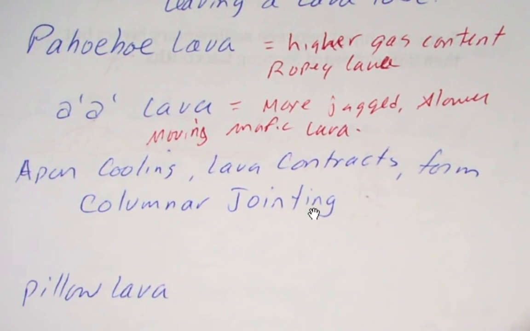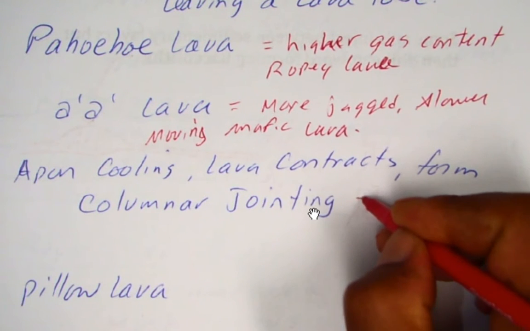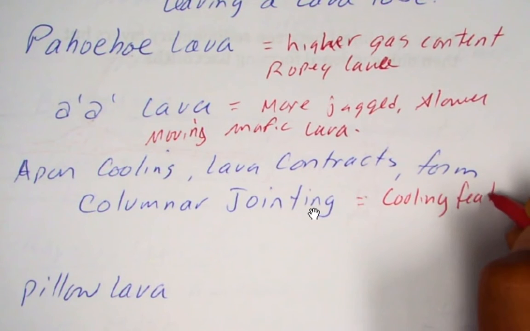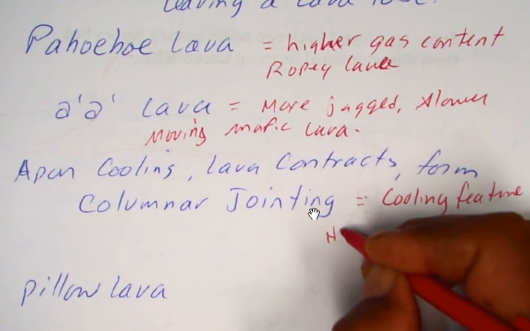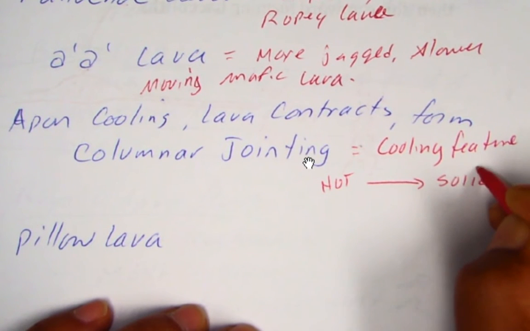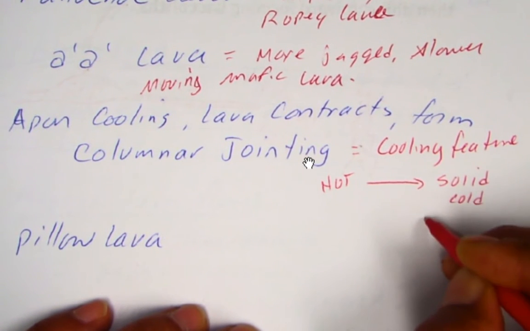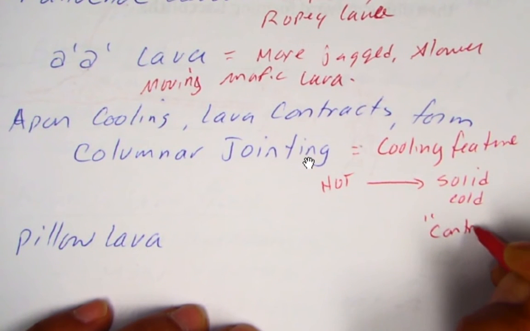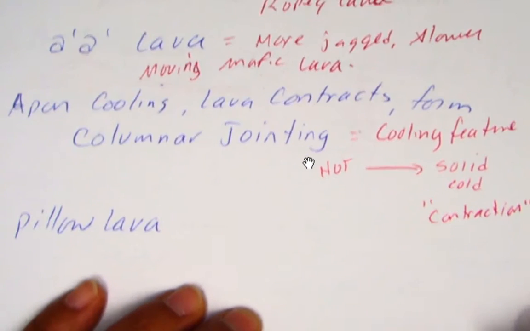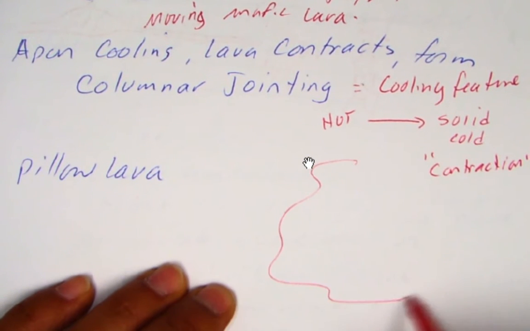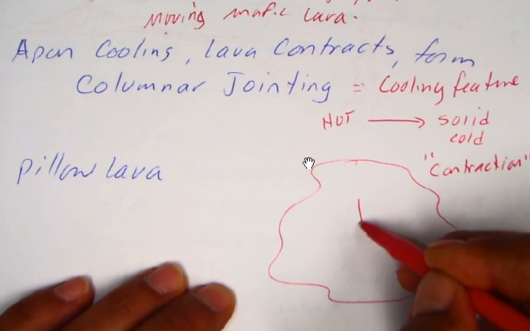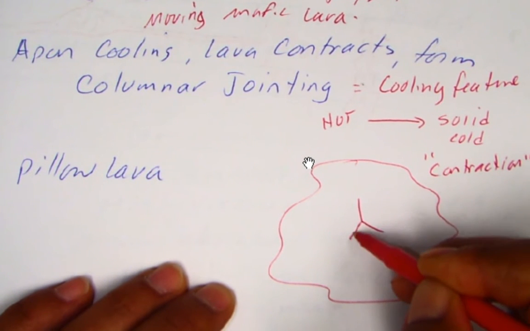So one thing that happens with columnar jointing, it's a cooling feature, right? And one thing that we know is when we have something hot, and as it goes to solid and cold, there's going to be a contraction, right? So it's going to shrink. It has to shrink or contract. And so imagine we have some lava here, right? And as that lava cools, it's going to cool in a very natural geometric design.